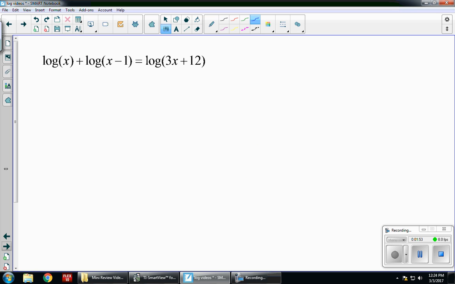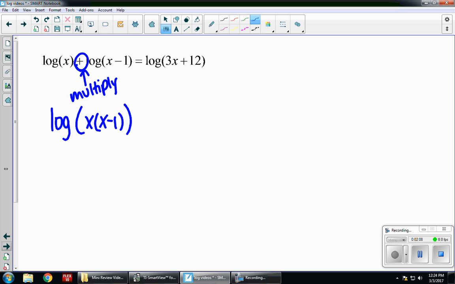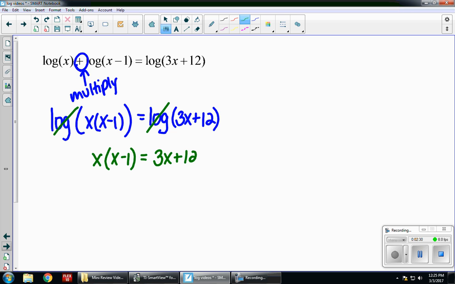Log x plus log x minus 1 equals log 3x plus 12. So I have addition. This becomes multiplication. So this is log of x times x minus 1. And then the right side stays the same. Log of 3x plus 12. I have logs on both sides, so I can cancel them and just worry about what's on the inside. So x times x minus 1 equals 3x plus 12.